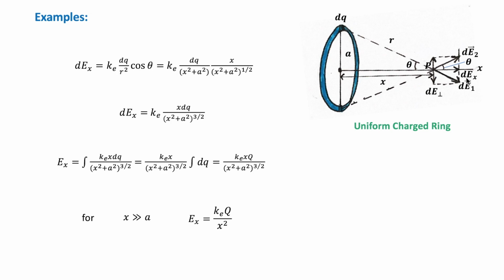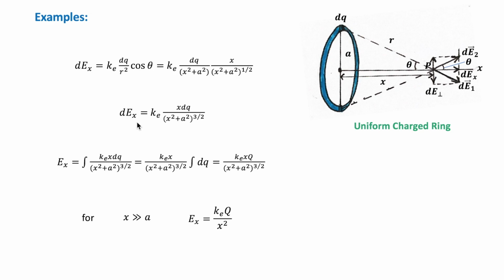They add up, and this is an example of how symmetry simplifies the problem. So if we include all segment pairs from the whole ring, then all perpendicular components of the field cancel out and the parallel components all add up. So the total dE_x is equal to k_e dq over r squared times cosine theta, and r squared is x squared plus a squared, and cosine theta is x over (x squared plus a squared) to the power one half, okay?